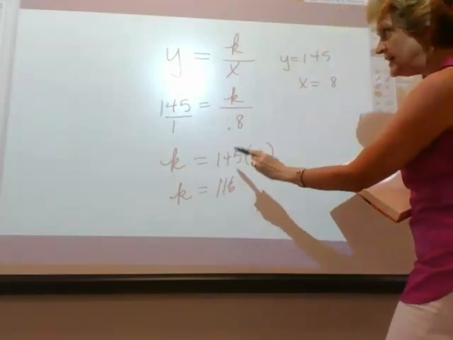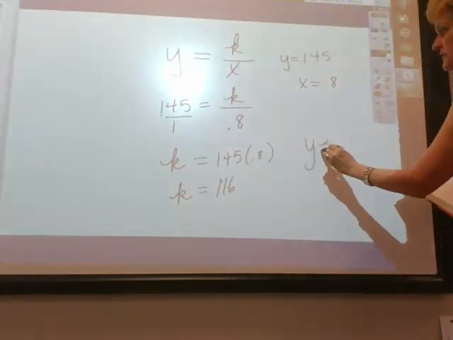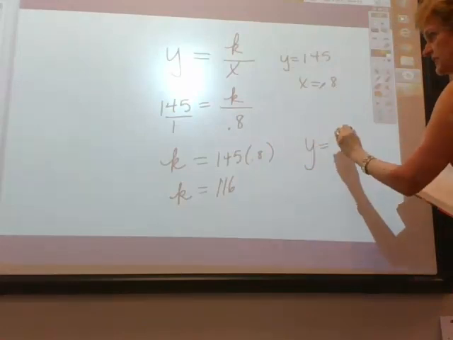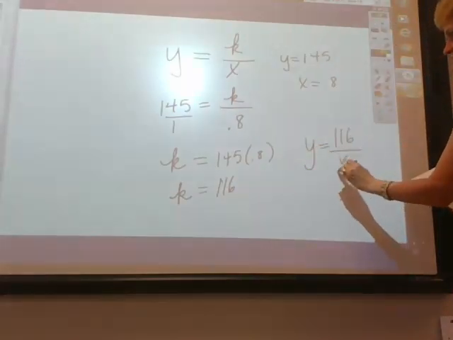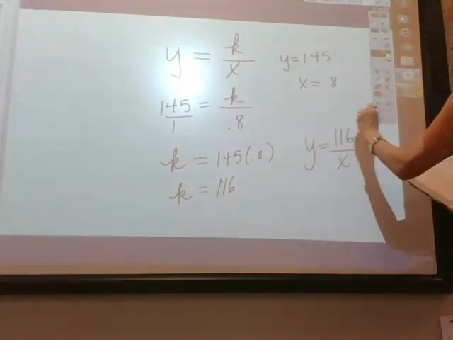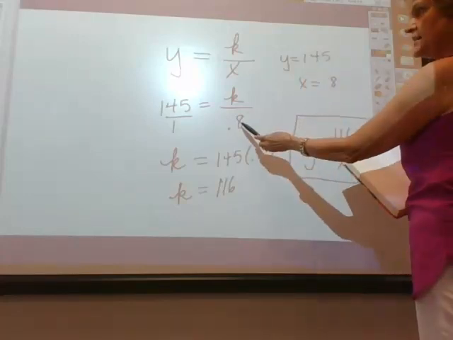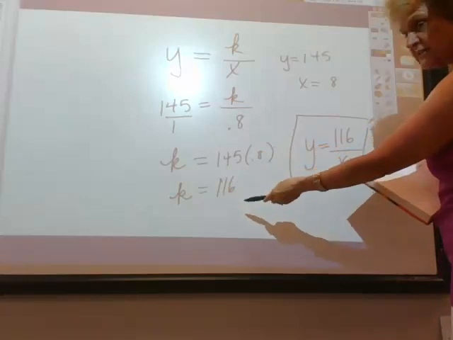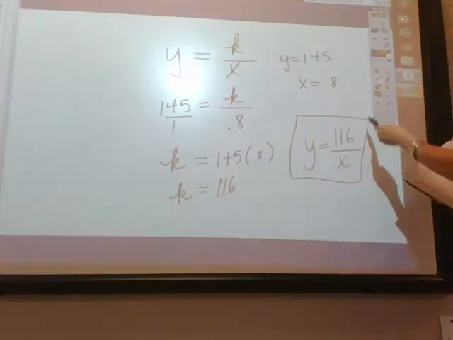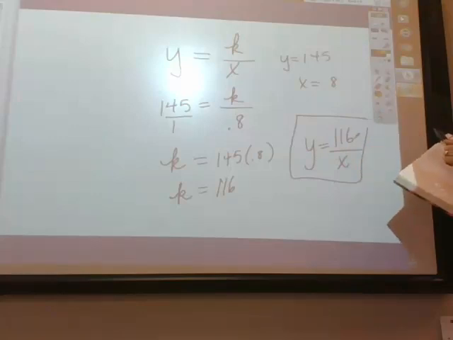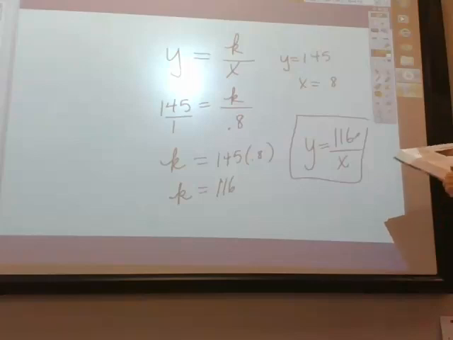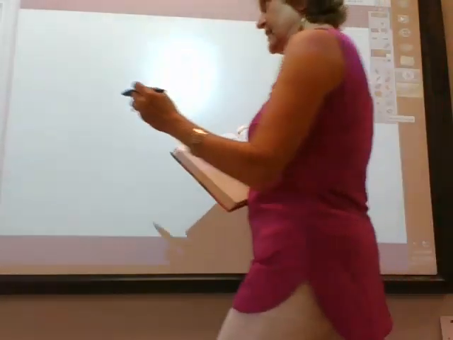So I'm not done. I write the equation of variation under these conditions. This is my answer. All right? I plugged in the y and x in the right equation, found the constant, and then wrote the equation of inverse variation with the constant that I found. Okay? All right, take a minute to try this A and B, and then join me.